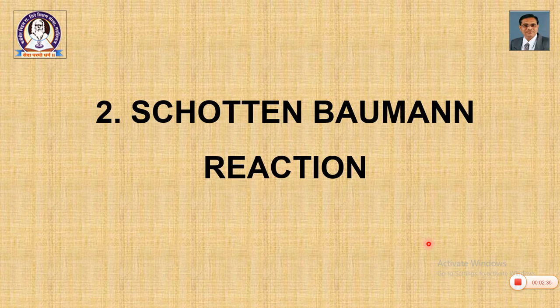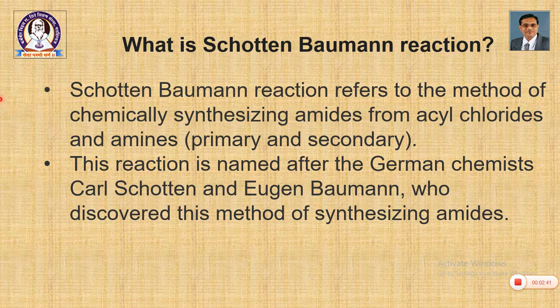It is the Schotten-Baumann reaction. What is the concept of the Schotten-Baumann reaction? The Schotten-Baumann reaction refers to the method of chemically synthesizing amides from acyl chlorides. In the earlier reaction the product was isocyanide. In this case the product is amide. It is the method of synthesizing amides from acyl chlorides and amines, primary or secondary amines. The first reaction was for primary amines; this reaction is for primary and secondary amines.